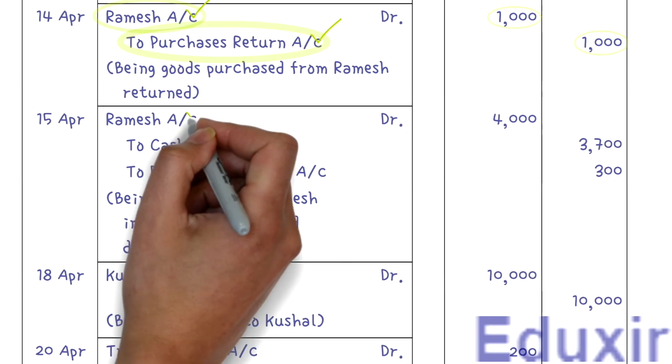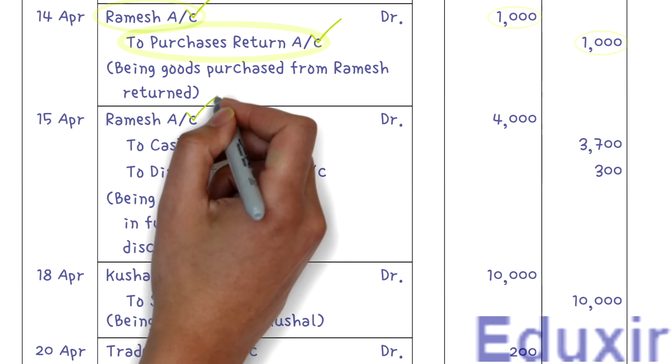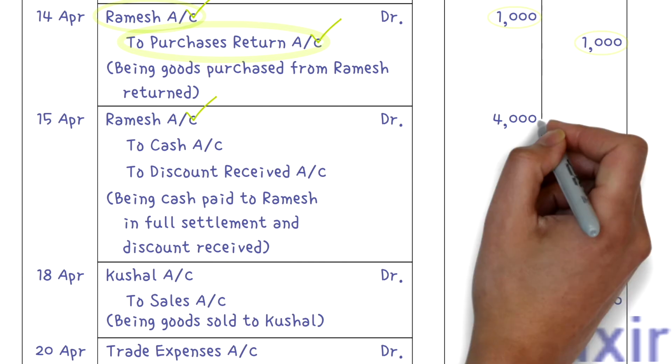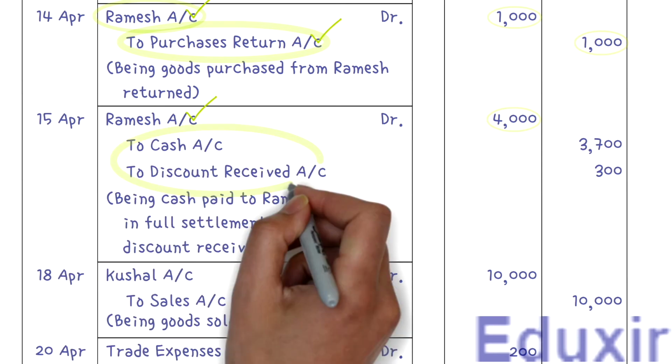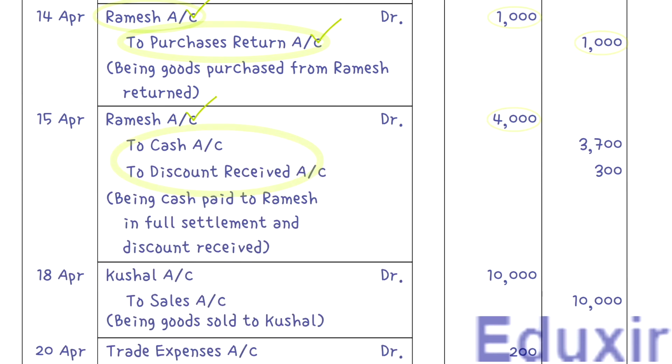As the name suggests, it needs to be posted on the debit side of Ramesh account and the debit amount is 4000 rupees. Note that this 4000 rupees will not be posted as a single entry. Rather, it will be split and posted for both cash account and discount received account. So, the details that need to be posted into the particulars column is both cash account as well as discount received account. As we already have Ramesh account, let's now post this entry into that account.